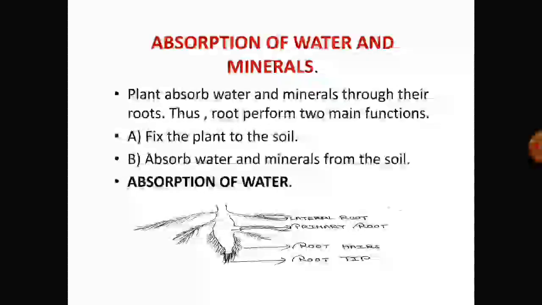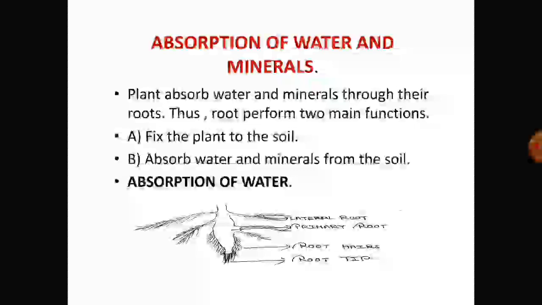Absorption of water and minerals. Now, plants absorb water and minerals through what? Through their roots. Thus, roots perform two main functions. First is to fix the plant to the soil, and second is to absorb water and minerals from the soil. Next, absorption of water. Now, we are saying that the plant is absorbing water through their roots.